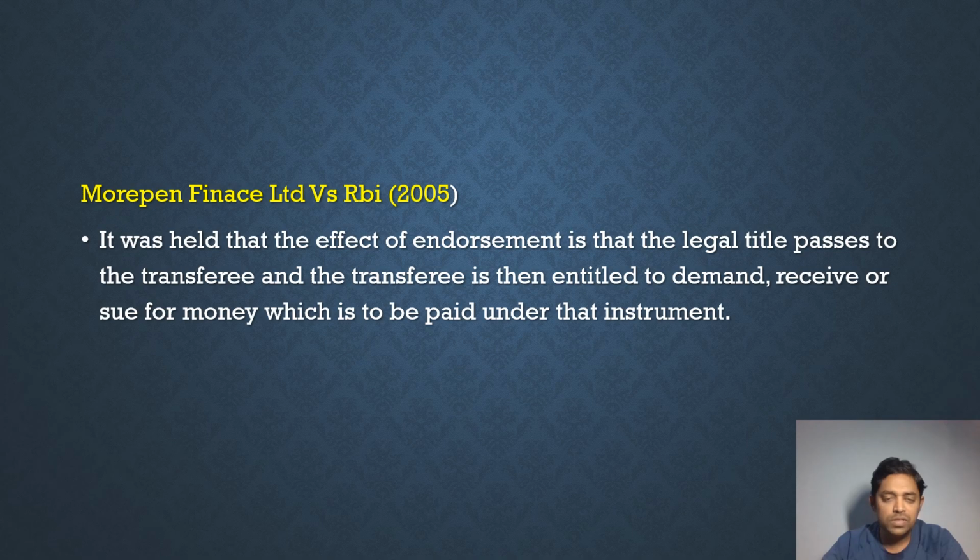Moribund Finance Limited versus RBI. It was held that the effect of endorsement is that the legal title passes to the transferee, and the transferee is then entitled to demand, receive or sue for money which is to be paid under that instrument.